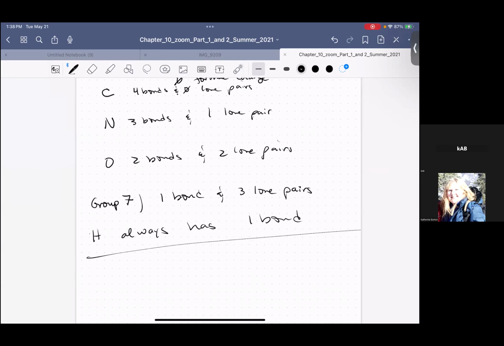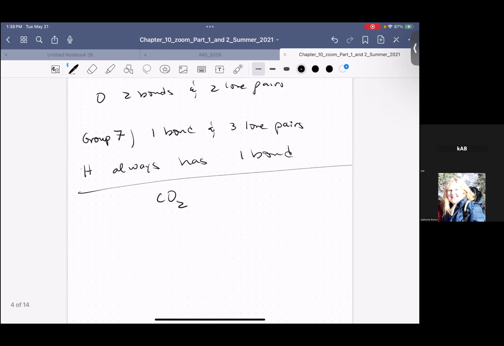All right, so how does that help us? Well, we don't even have to do any thinking with carbon dioxide now. We know carbon wants 4 bonds. So if carbon wants 4 bonds, we're going to double bond to each oxygen. Oxygen wants 2 bonds and 2 lone pairs. It has 2 bonds and 2 lone pairs. Kind of end of discussion.